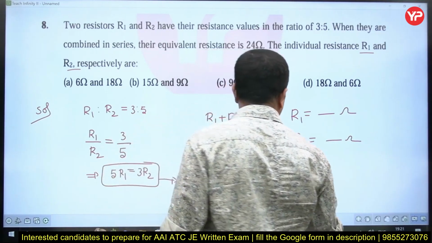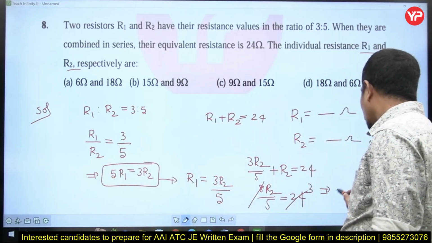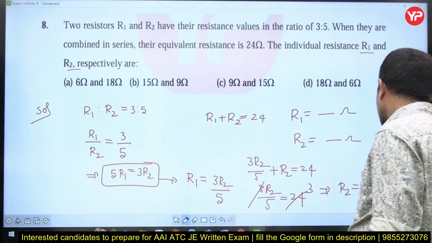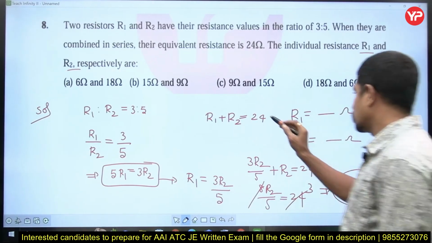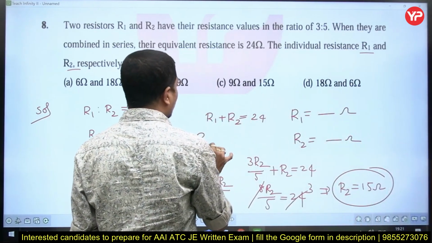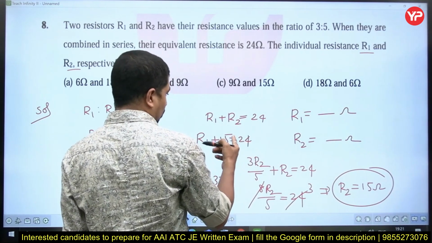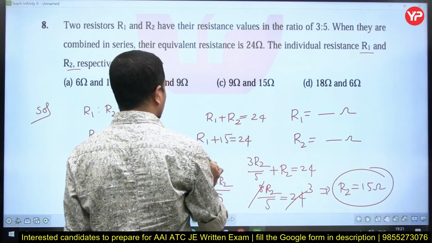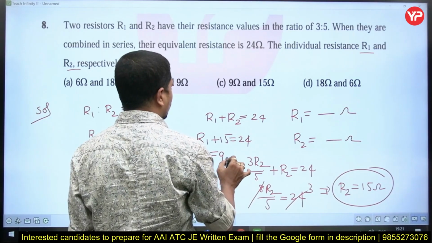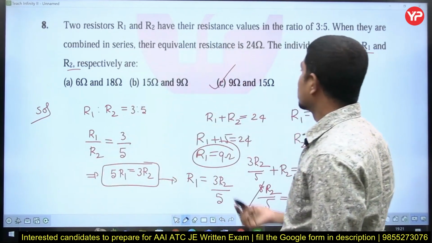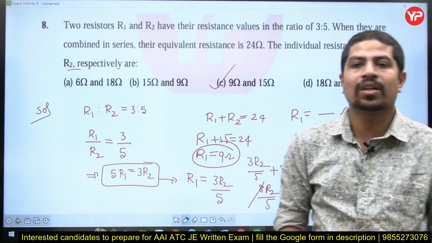8 3s it is, that implies R2 is equal to 15 ohms. If R2 is equal to 15 ohms, substitute here, R1 plus 15 is equal to 24. So 24 minus 15, 9. Yes, R1 is equal to 9 ohms. 9 ohms and 15 ohms, option C. C for Chennai is suitable very well for the given question.